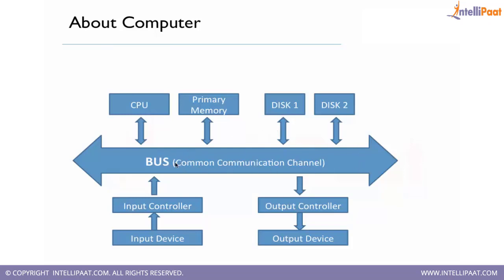And this is a communication channel, which is called BUS. Every component talks through this communication channel. Then we have input controller and input devices, output controller and output devices. So any communication that happens from one component to another component happens through the communication channel. If I want to store something in the hard disk, I need to go through the communication channel. If I want to print something in the output, I need to go through the communication channel, and so on.